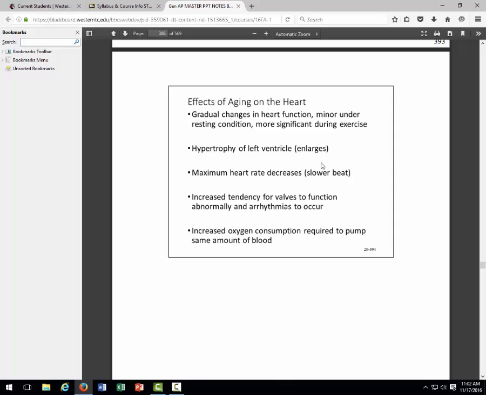So when we get old, what do we get to look forward to on the heart? Well, we see maximum heart rate decreases. So as we age, our heart rate goes down. The left ventricle gets larger. And why would that happen? Why would the left ventricle get larger?